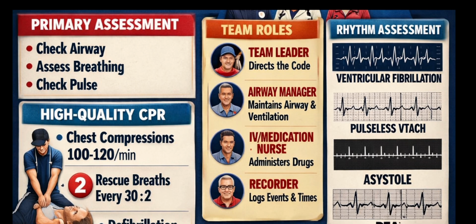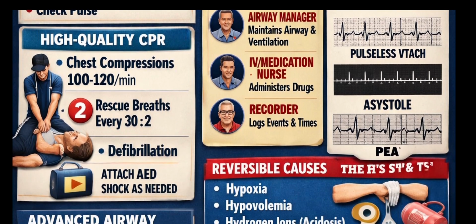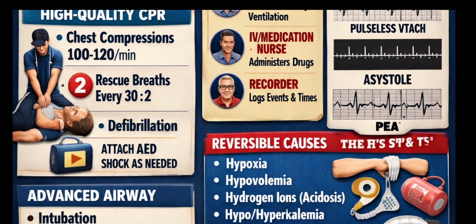So what is the rhythm assessment? Shockable rhythms are ventricular fibrillation and pulseless ventricular tachycardia, for example, VT. Treatment is defibrillation, CPR and medication. Non-shockable rhythms are asystole or pulseless electrical activity, for example, PEA.